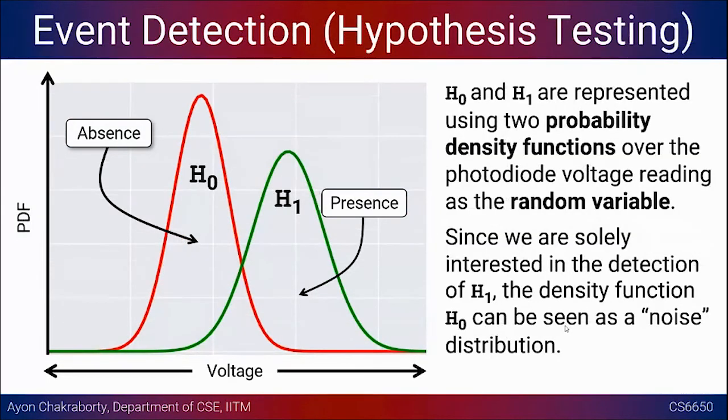Okay, so now we will have these new names called hypothesis. So it's still two distributions. One is absence, the other one is presence. We are calling these two hypotheses. One is hypothesis 0 or a null hypothesis, where I say a person is not present. I have again marked them as absence in the plot. The other one is presence. This is hypothesis H1, and these are the two probability density functions over the photodiode voltage reading as the random variable. So on the x-axis, the random variable that is being used is the photodiode's voltage.